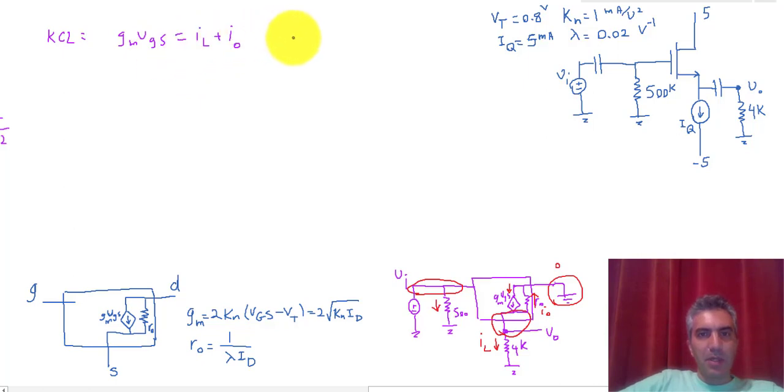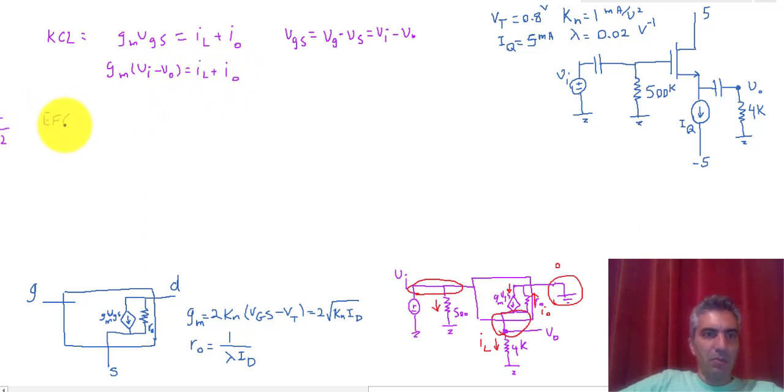Now before I proceed, I'm going to define what VGS is in my circuit, because in the model VGS is a general term, and depending on your way of labeling the circuit, VGS might need to be rewritten based on the variables in the circuit. So that's VG minus VS, and in our labeling, VG is equal to VI and VS is our V out. So I'm going to rewrite the same KCL knowing what VGS is. So that would be GM times VI minus V out is equal to IL plus I naught.